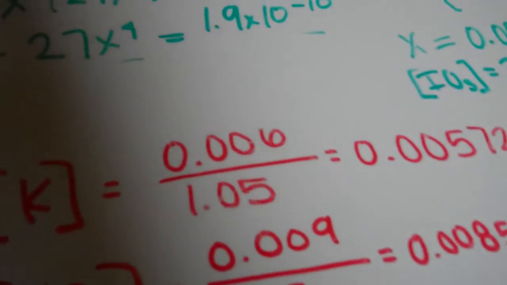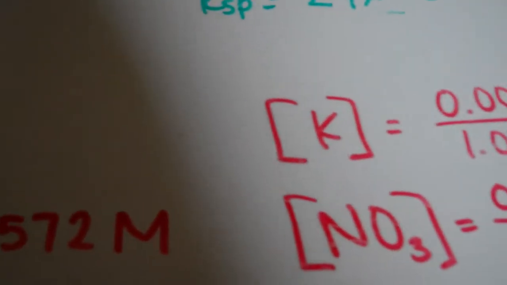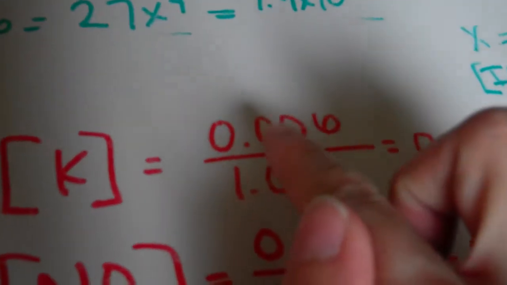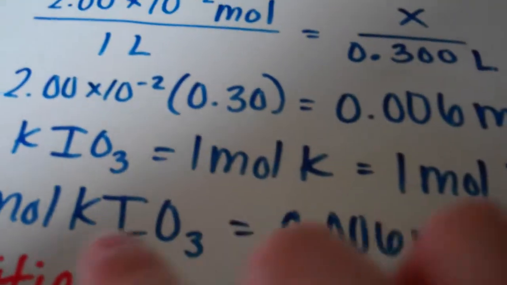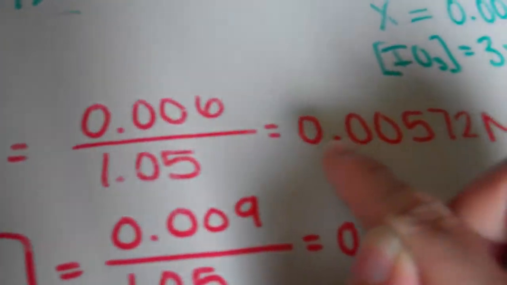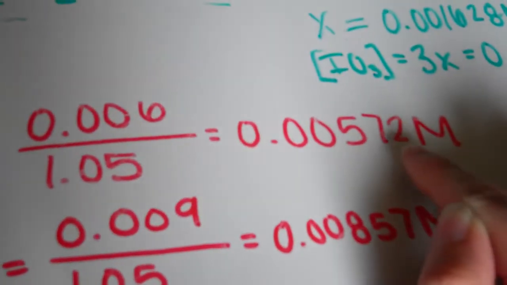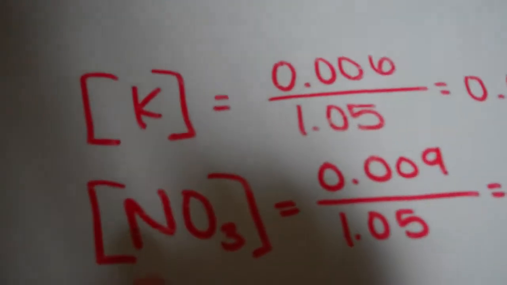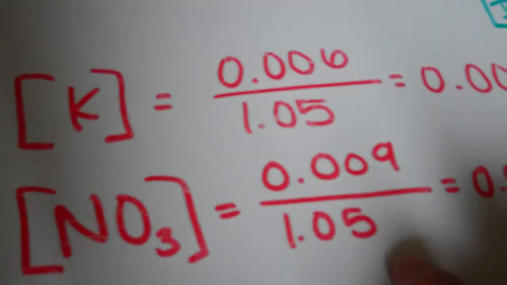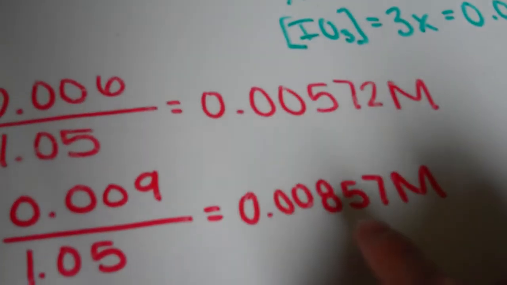The concentrations of K and NO3 are going to be determined just like we determined the concentrations of our other ones. We take the number of moles we received earlier, back over here, we did our moles. So we have our moles of 0.006 all over 1.05, so our moles all over our new volume equals our new concentration, this number right here. We're then going to do the same thing for NO3. Our number of moles of NO3 over our new volume in liters will give us our new molarity.